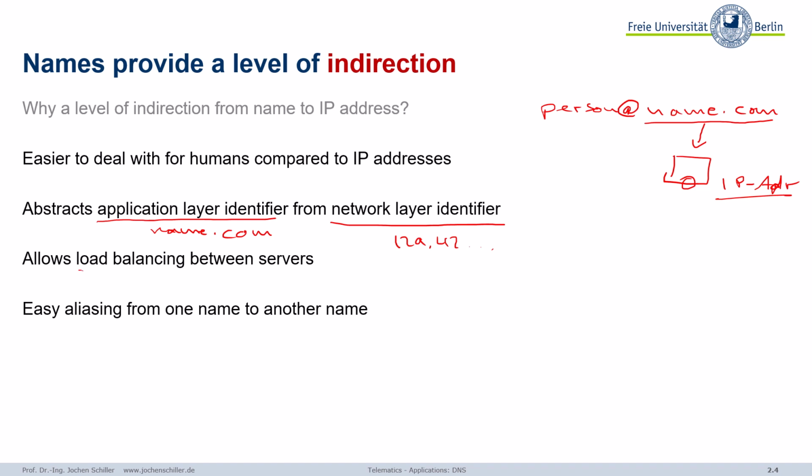Well, think of load balancing. So maybe your favorite web page name.com is heavily loaded, so maybe we want to load balance this to different computers or with different IP addresses. This is something such a system with this indirection can support. And we can create an alias.